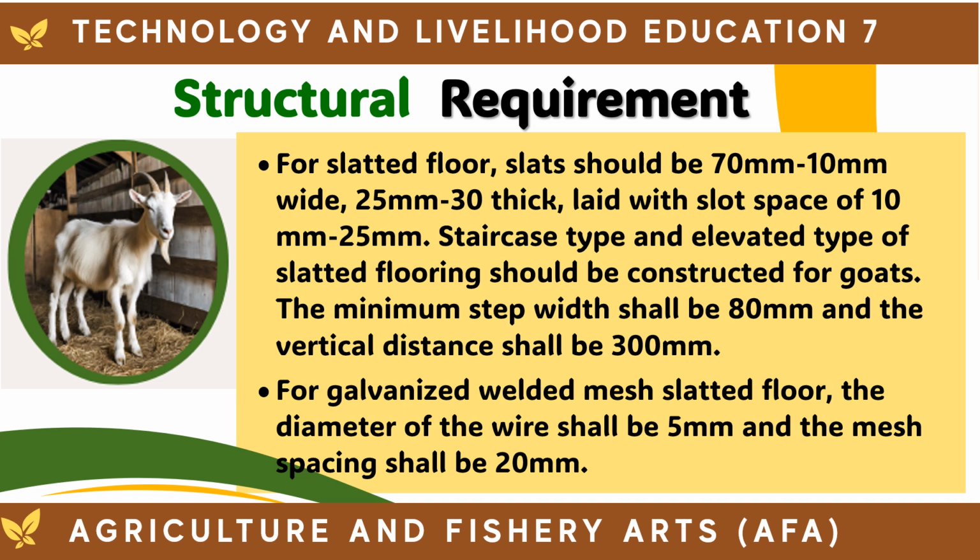Staircase type and elevated type of slatted flooring should be constructed for goats. The minimum step width shall be 80 mm and the vertical distance shall be 300 mm. For galvanized welded mesh slatted floor, the diameter of the wire shall be 5 mm and the mesh spacing shall be 20 mm.